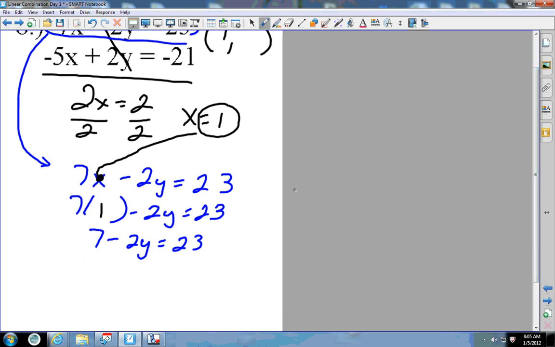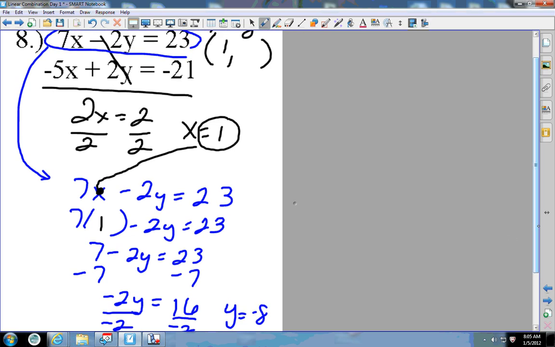From here, subtract 7 from each side. Negative 2y equals, what's 23 minus 7? Now, is it positive or negative? Should be positive. This is positive up here. Divide by negative 2. Y equals negative 8. So my solution is 1, negative 8.